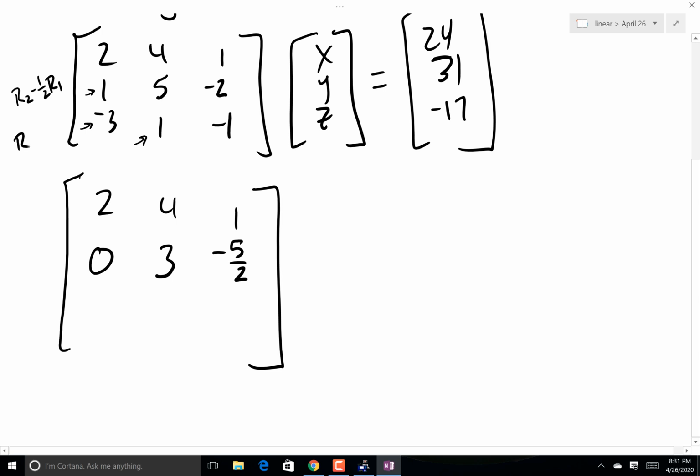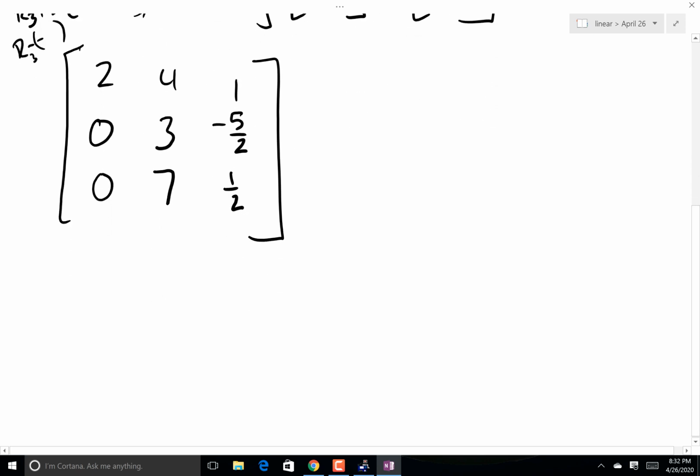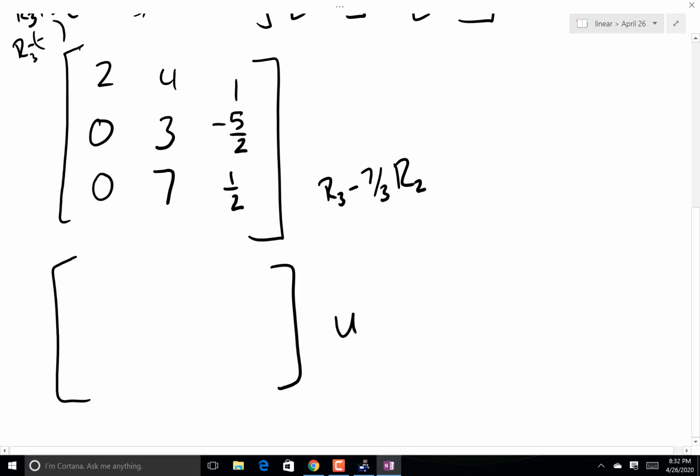Cool. And then we're going to take R3 plus, which remember is really R3 minus a minus. And we're going to plus 3/2 R1. All right? So 0. So 1 plus 6 is 7. So then you're going to have -1 plus a half. So it's going to be what, half? Cool. And then I'm going to take R3 minus 7/3 R2. So whatever I get this time is going to be my U matrix.